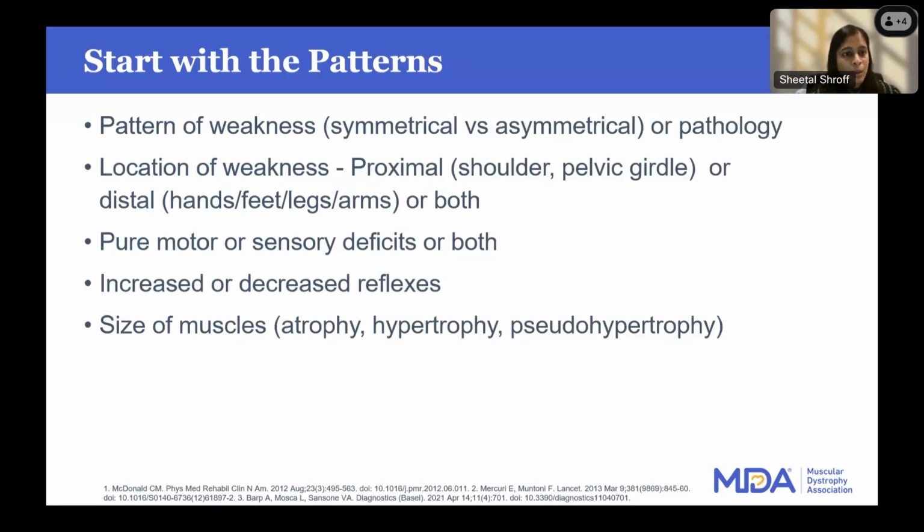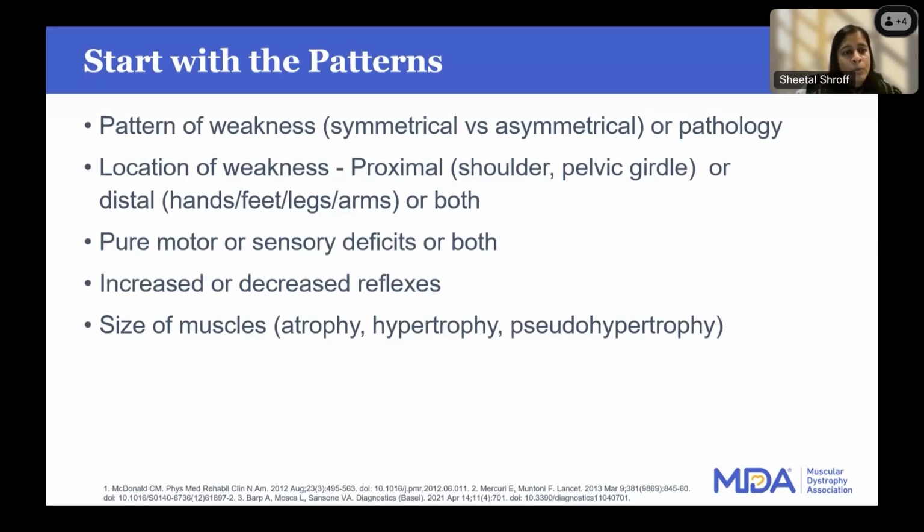And where is it located? Is it only the proximal muscles like the shoulder and hip, or is it distal, like more in hands, feet, leg, forearm, or does it involve both proximal and distal muscles?